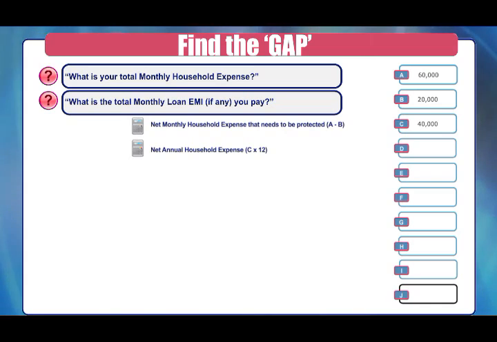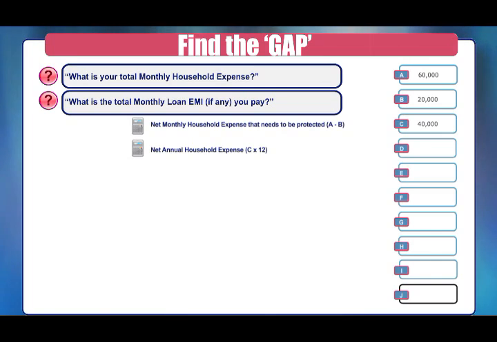the EMI. So you must be wondering, why did I subtract the EMIs? Please understand, when we cover the gap, we ensure that the debts are also covered. So if the debts are covered, in case of death, the loan will be repaid from the corpus. So the EMIs will stop. Therefore, EMIs are always reduced from the monthly household expense.